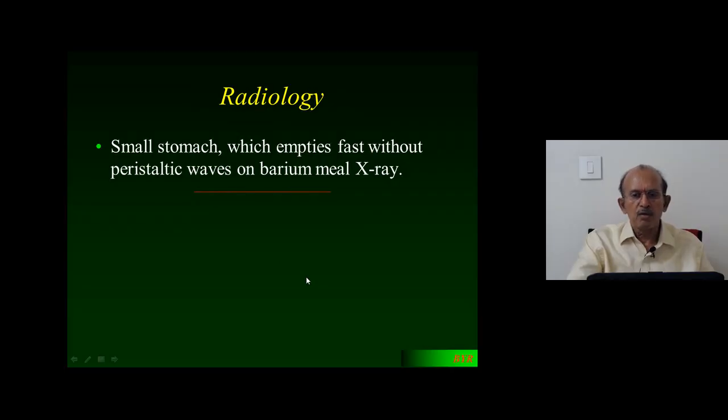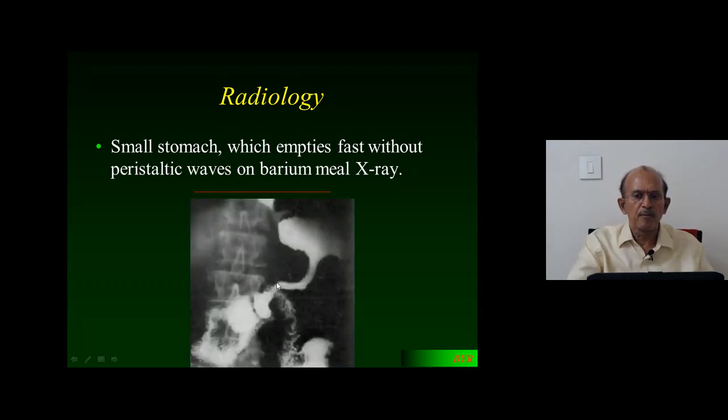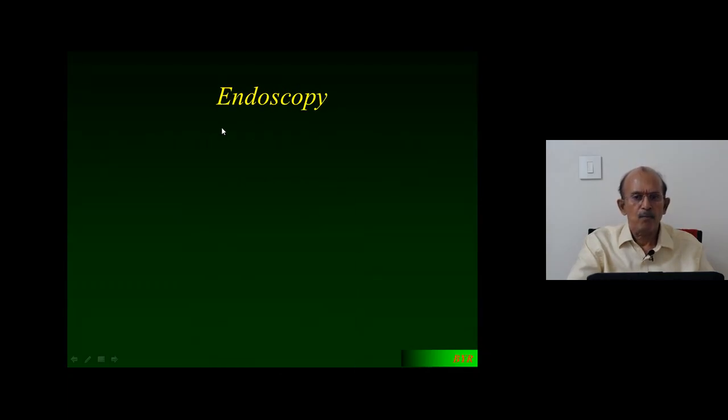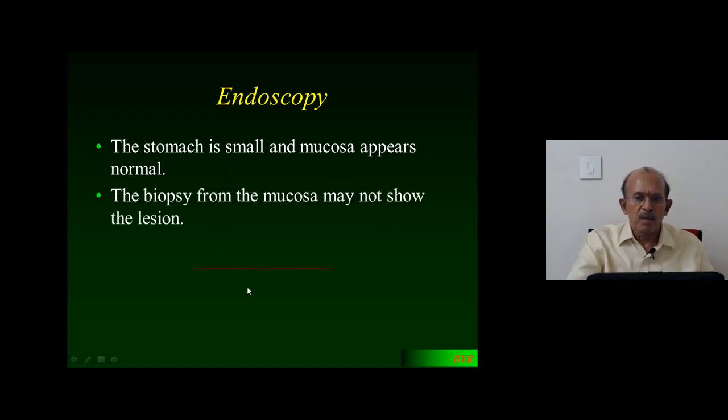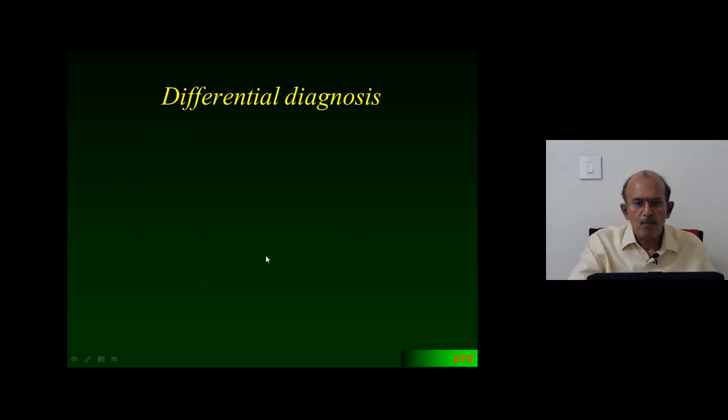Radiology, as already shown to you in the previous class, shows a small stomach which empties fast without peristaltic waves after a barium meal. Endoscopy, you will see a small stomach and the mucosa appears normal. The biopsy from the mucosa may not show the lesion because the lesion is mostly in the submucous coat and the muscle coat. So the biopsy from the mucosa will not be of help.